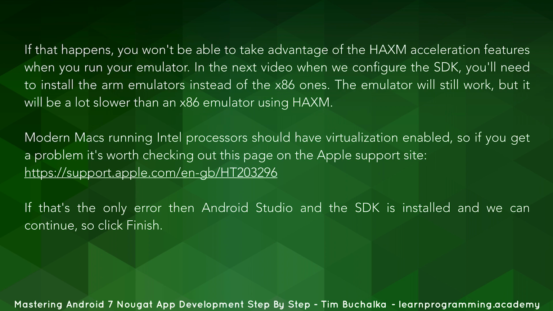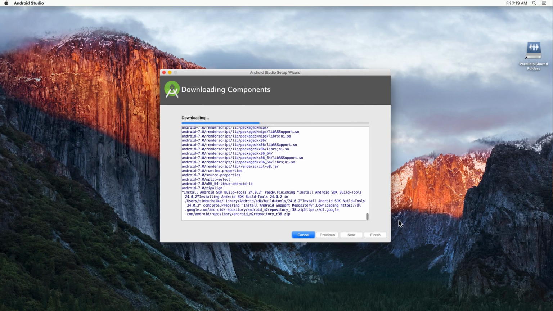But don't worry if a lot of that doesn't make sense, because I will explain that in detail in that next video. The bottom line is we'll still be able to get an emulator working on your computer. Now, modern Macs running Intel processors should have virtualization enabled. So if you get a problem, there's a link on the page there, and it's also in the resources section of this video. So go ahead and check that out if and only if you're getting any errors. All right, so let's go back and see how the download is progressing. All right, so you can see it's still downloading the various software development kit tools that we need to be able to install Android applications.